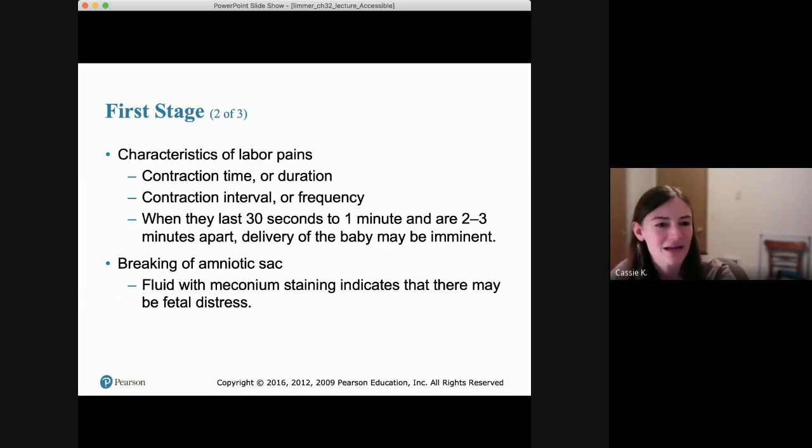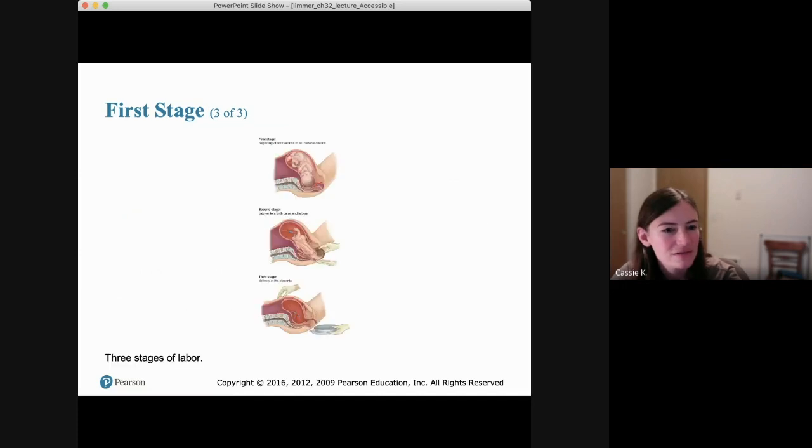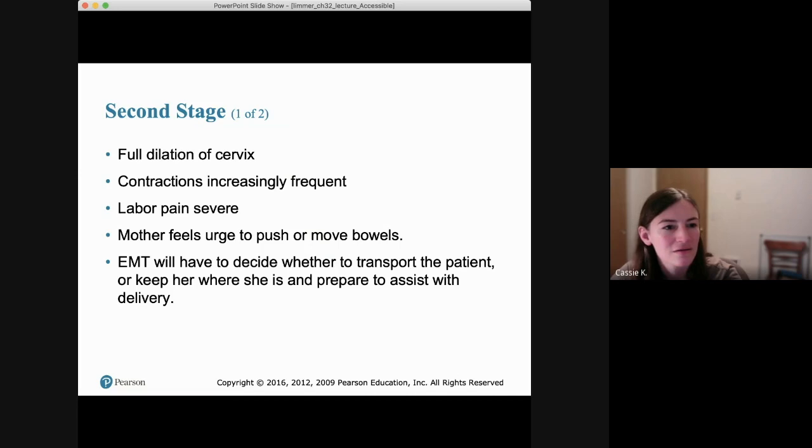Breaking of the amniotic sac, i.e. water breaking. You might see fluid that's stained with meconium. So if it's kind of brownish tinged or whatever, that may be a sign of fetal distress. All right. So that was the first stage.